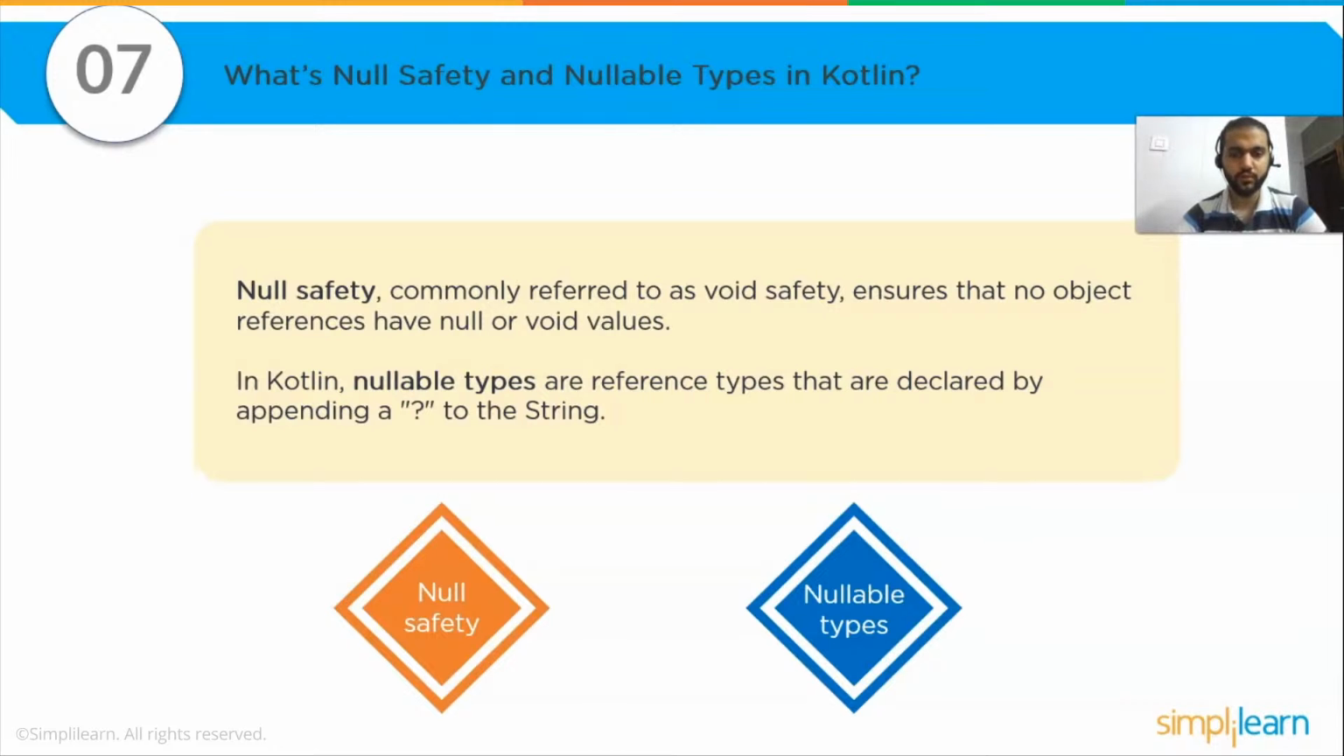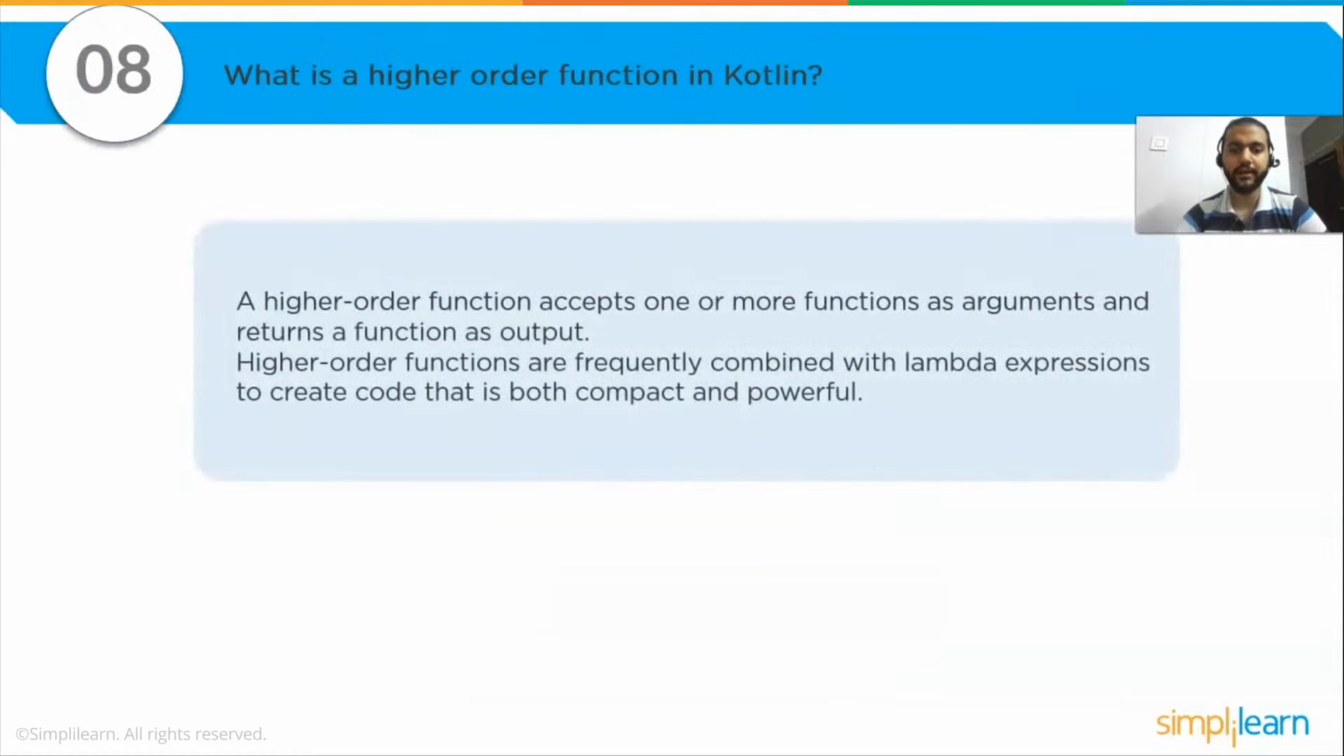Now, moving on to the 8th question, which is what is higher order function in Kotlin? A higher order function accepts one or more functions as arguments and returns a function as output. It is not like any other function. Higher order functions are frequently combined with lambda expressions to create code that is both compact and powerful. Instead of an integer, string or array as a parameter to the function, we will pass anonymous functions or lambdas in a higher order function. So basically, we pass a function to another function, known as a higher order function.